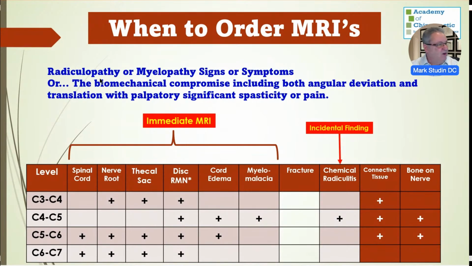So if you have a radiculopathy or myelopathic sign or symptoms or a biomechanical compromise, we're going to be looking for angular deviation or translation on x-ray. If you see both angular deviation and translation, you could take an MRI to determine if there's a ligament pathology, which is a huge pain generator, and we'll call premature degeneration. That's called Wolff's Law. It'll cause premature degeneration of the spine. So you need to know these things. You need to see and look.